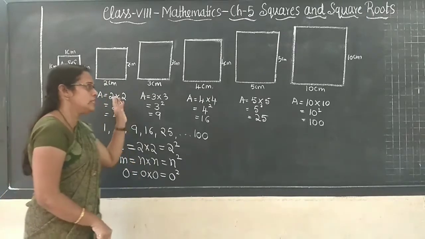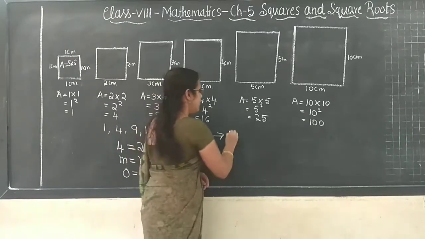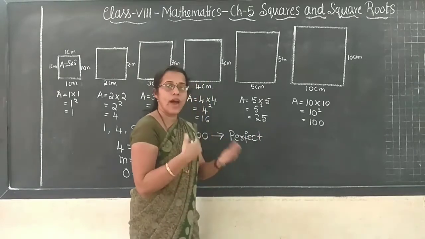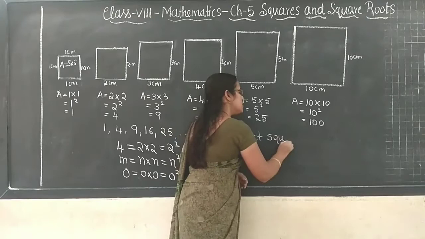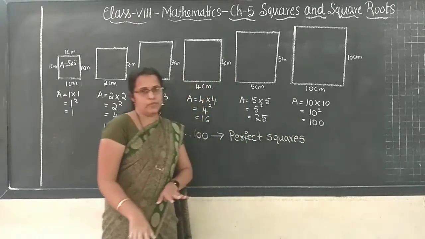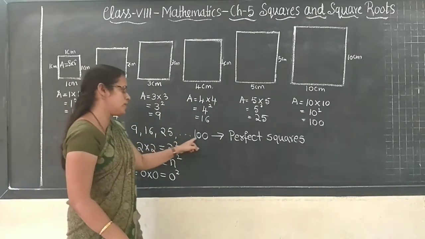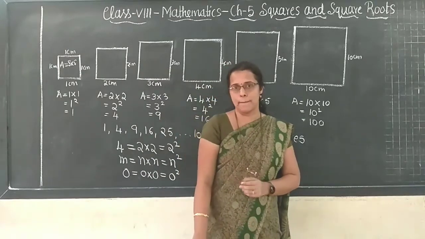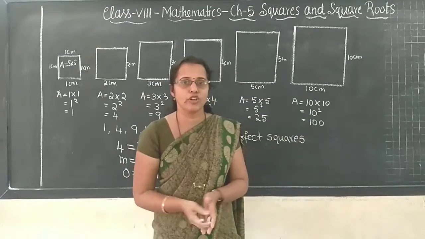Dear children, the square numbers are also called perfect squares. For example, you can say square numbers or write perfect squares. Perfect squares and square numbers are one and the same. So you can say 1, 4, 9, 16, 25, and so on up to 100 are perfect square numbers. Is it okay? You got the idea, no children?